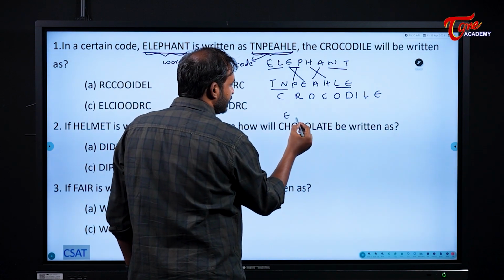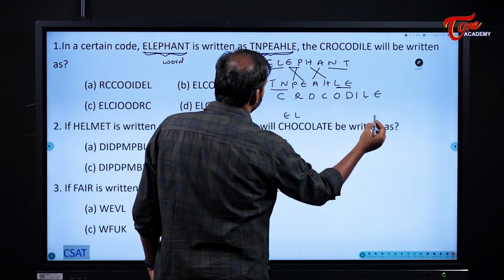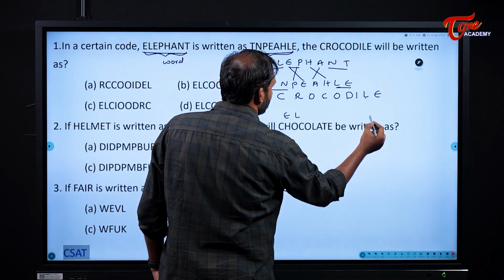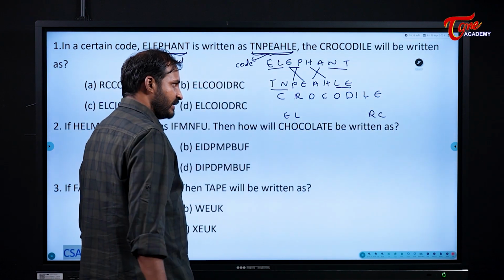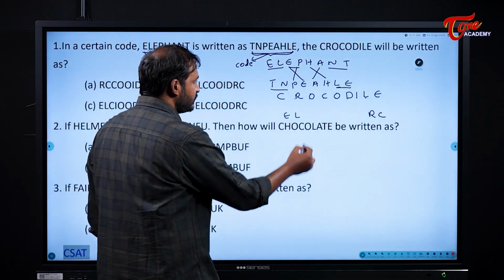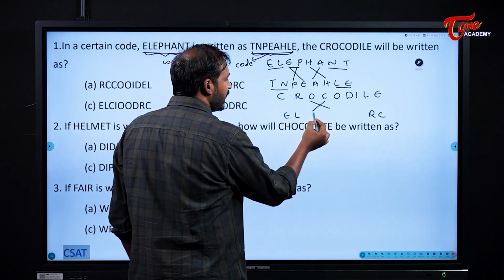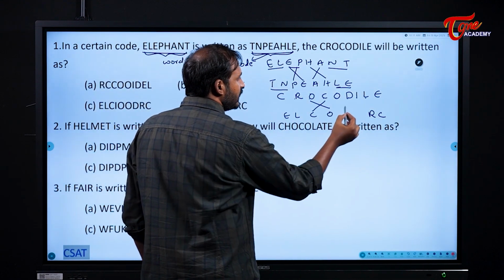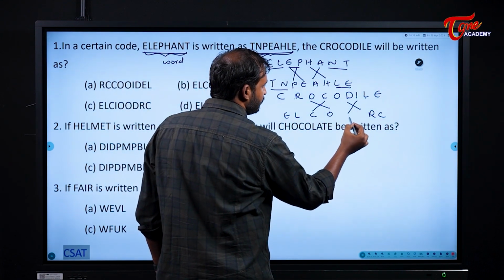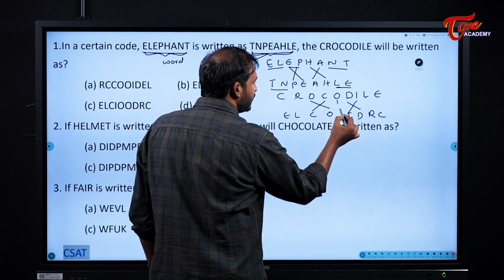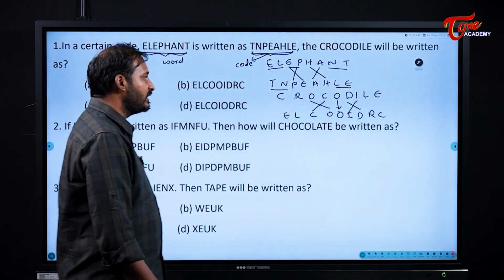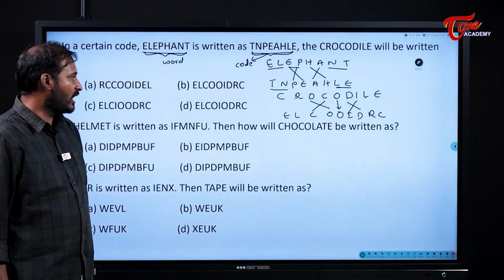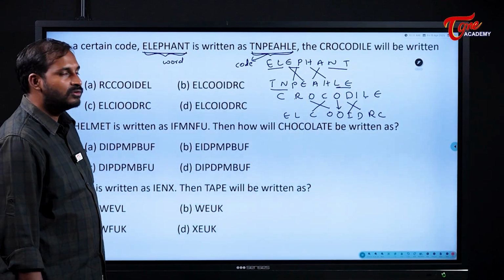Anyway, first and last are shuffled, EL, and this one will go here. It will become RC. First two and last two were replaced. Am I correct? Next two, what do we need to do? I need to write them in reverse order, CO. Next two, I need to write here in reverse order, ID. I don't have any other choice, definitely I need to write O as it is. O as it is. So like this we need to solve the problem.